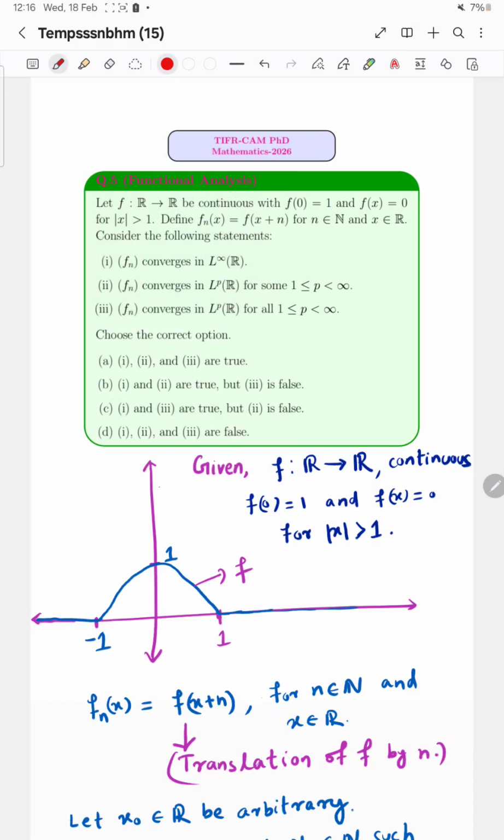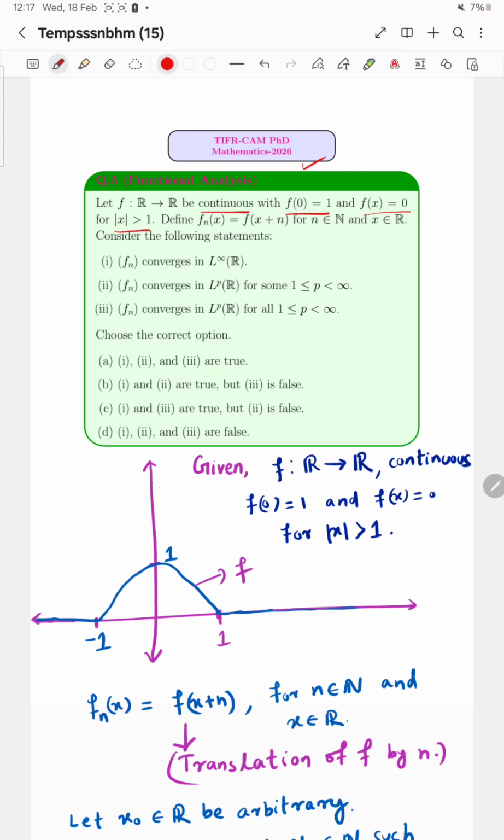Hello everyone. In today's discussion, we discuss a very interesting question from the functional analysis part, and this question was asked in the TIFR-CAM PhD Mathematics exam 2026. In this question, what is given here? f is a mapping from the real number set to the real number set, and it is a continuous function. Along with this, it is given that f(0) = 1 and f(x) = 0 whenever |x| > 1.